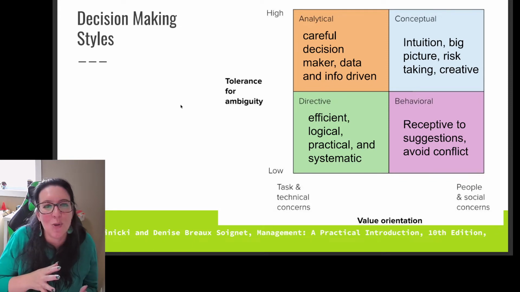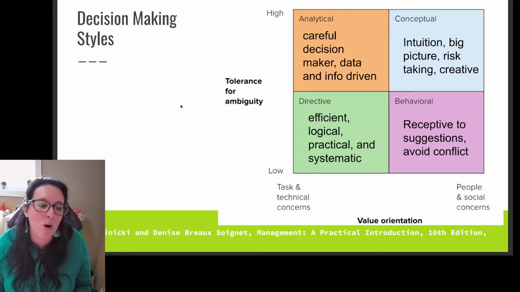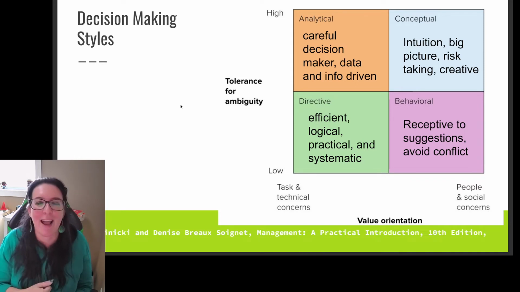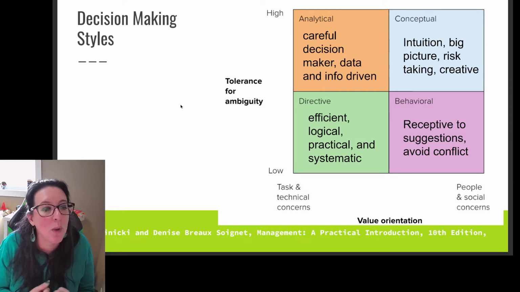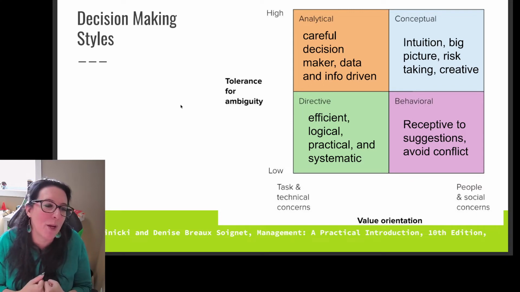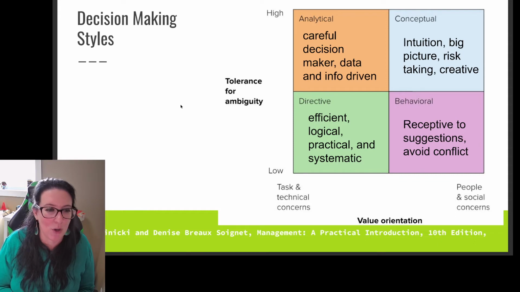When we look at those who have more of a tolerance for the unknown, if you are more focused on people, you could be a conceptual decision maker. So if you make your decisions based more on intuition, gut feeling, maybe you're a bigger risk taker, you're more creative in your decisions, you're okay with making decisions without all the facts. Okay. You're focused on the bigger picture in terms of the impact it has on the greater group.